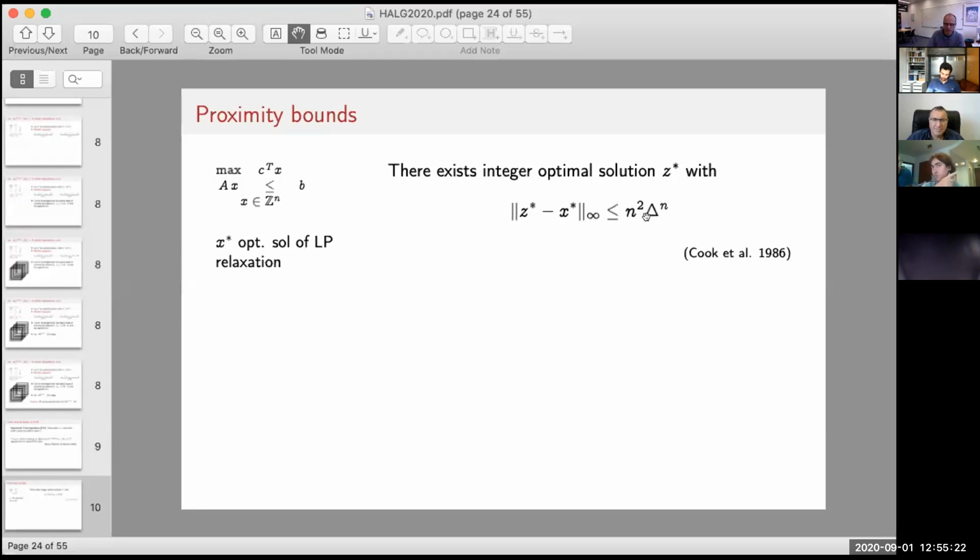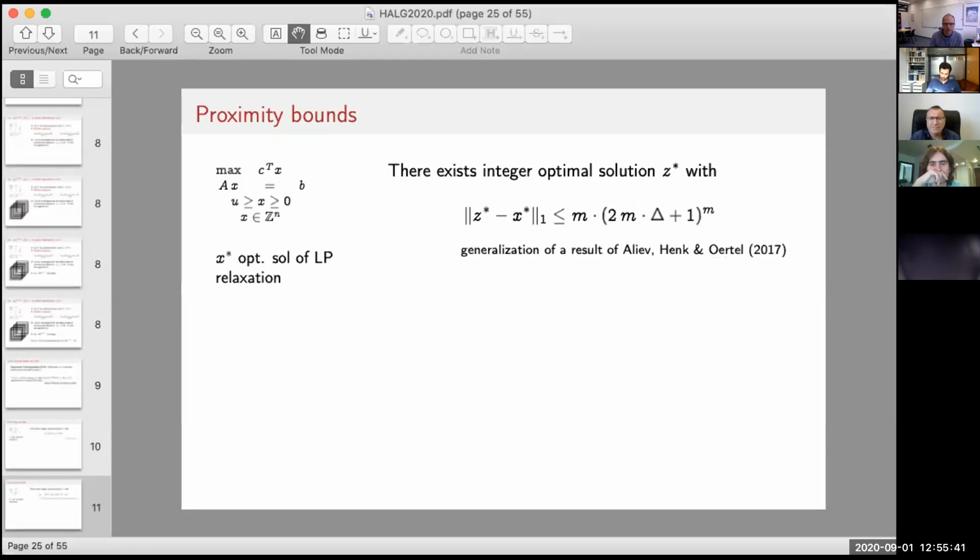Their setting is a bit better because it's measuring in terms of the largest subdeterminant of the matrix A. But I've used the Hadamard bound and got rid of the subdeterminant and assumed the worst case for the subdeterminant to give this bound here.